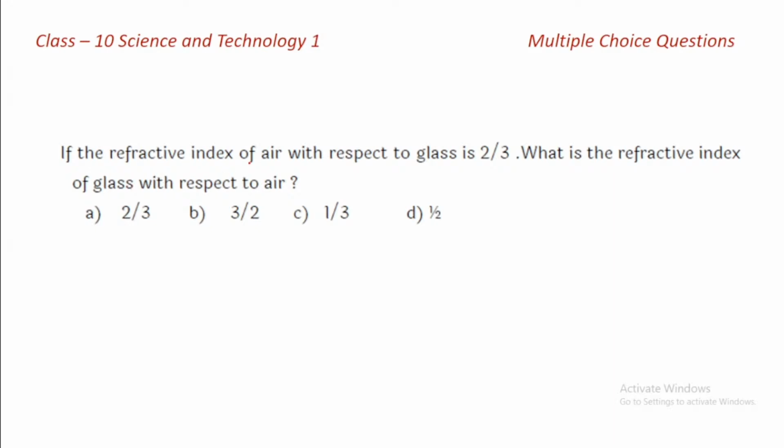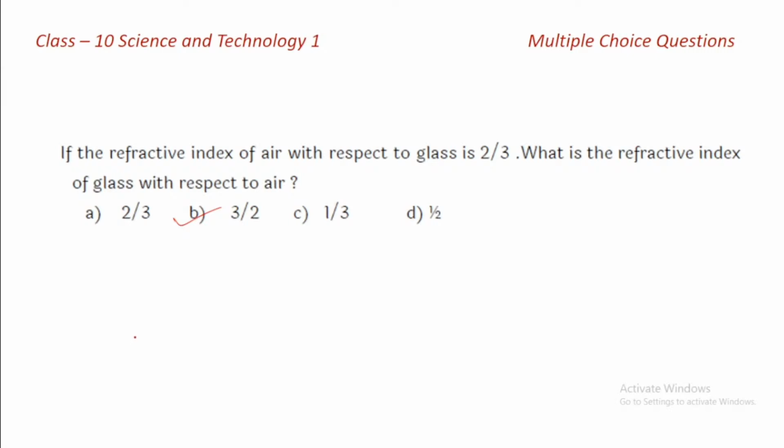If the refractive index of air with respect to glass is 2 by 3, what is the refractive index of glass with respect to air? 2 by 3, 3 by 2, 1 by 3 or 1 half. The correct answer is option B. It's 3 by 2.